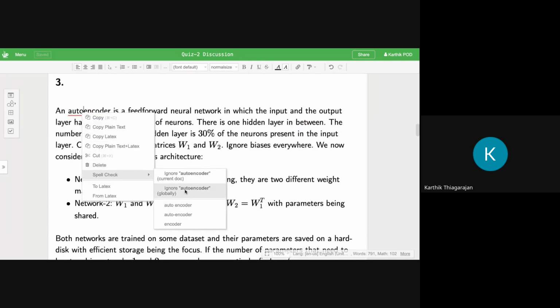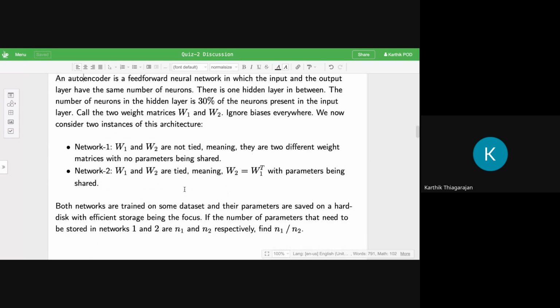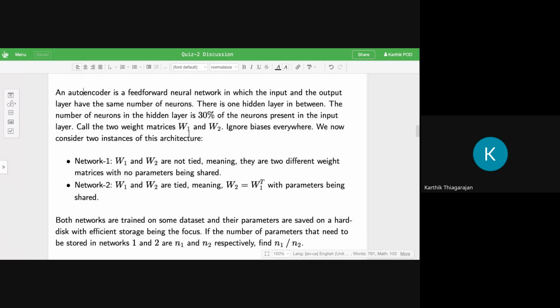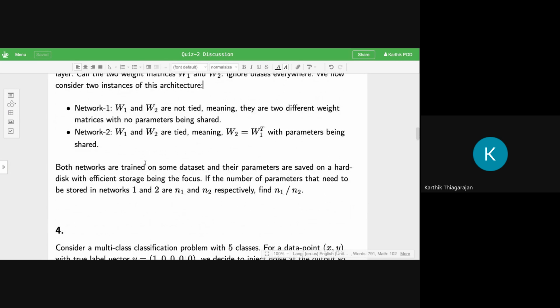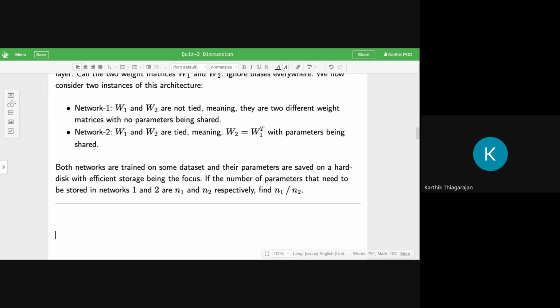Then we have this question on parameter sharing. An autoencoder is a network in which the input and output have the same number of neurons. That's the main part. There is one hidden layer in between, and the number of neurons in the hidden layer is given as a percentage of the number of neurons in the input. Okay, and you will have two weight matrices, right? One is W1 and another one is W2. So the network will look something like this.